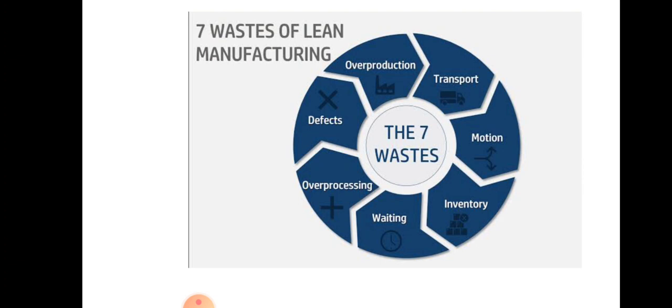So the next topic is the types of waste in lean manufacturing. There are seven types of waste in lean manufacturing: defects, overproduction, transport, motion, inventory, waiting, and over processing. Let us see one by one what they mean. The defects actually impact time, as you all know, and have a great impact on money, resources, and customer satisfaction.